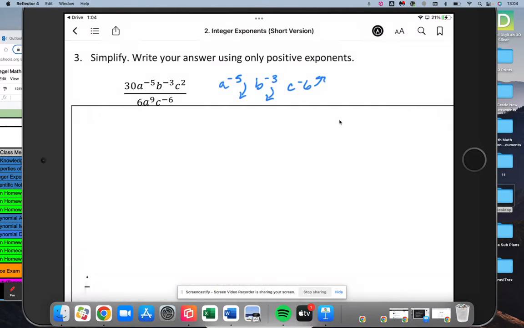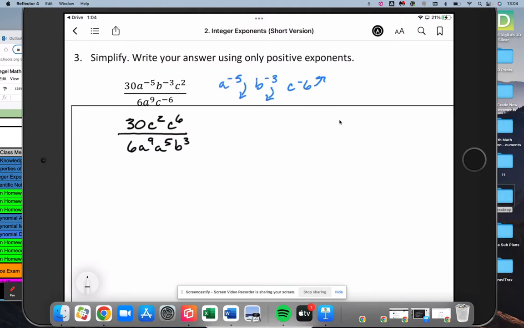So I would simply take this fraction and move the parts that are going to move right now as my first step. So my a to the negative 5 is going to go to the denominator. My b to the negative 3 is going to go to the denominator. I'm still going to have a c to the power of 2 in the numerator. And also what's going to move to the numerator is that c to the negative 6, and so that negative 6 is going to be a positive 6. So then in the denominator, I will have 6a to the 9th staying. The c to the negative 6 went to the numerator. In the denominator, I'm getting an a to the 5th and a b to the 3rd.